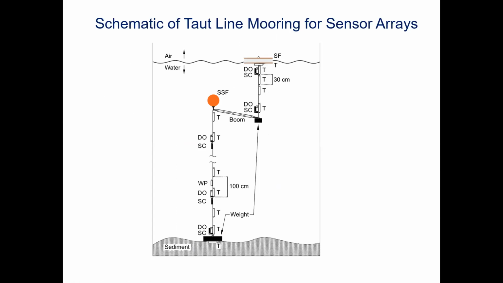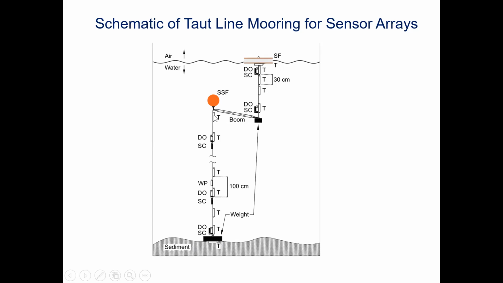And what do these arrays look like? This is what one of our summer arrays would look like. We have a subsurface component of our array, and we have a surface component. Here's that orange float again. Here's a weight on the bottom, with the amount of weight depending on how windy and how big your lake is, and the amount of buoyancy at the top. You can ask me more questions about that later.